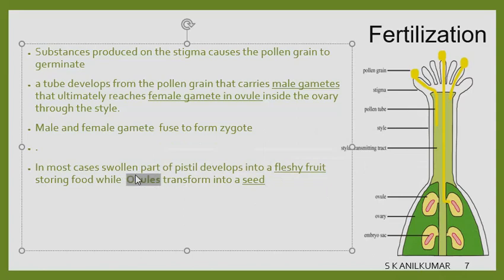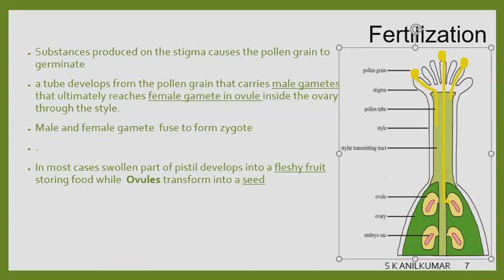So this is how the swollen part of the pistil, the ovary, becomes a fleshy fruit. Because of what? It stores the food. Stores the food for what? For the seeds to germinate. So this is the ovule, the whole green portion is the ovary, and this is the embryo sac, on which the seed is sitting.